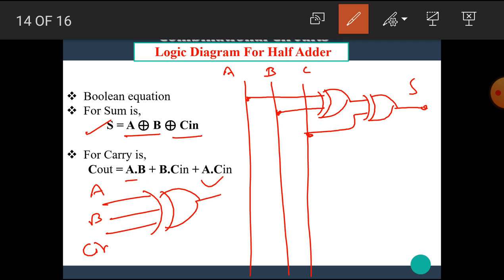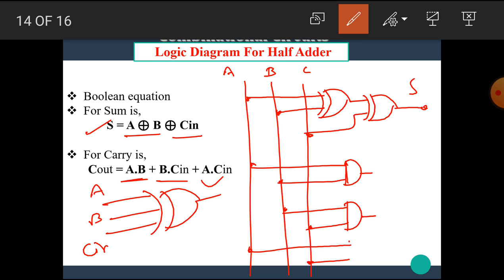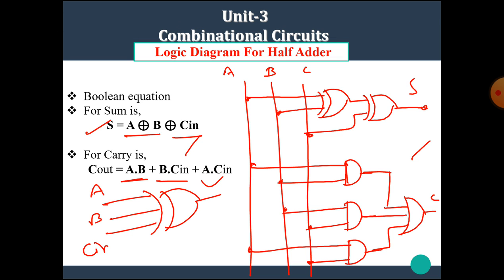Now the carry is A into B, so we have to use an AND gate. Next is B into C in, and the last one is A into C in, using AND gates. These are all added together, hence we have to use one OR gate. This is the OR gate and we get the carry here. This is the logic diagram for this Boolean equation.